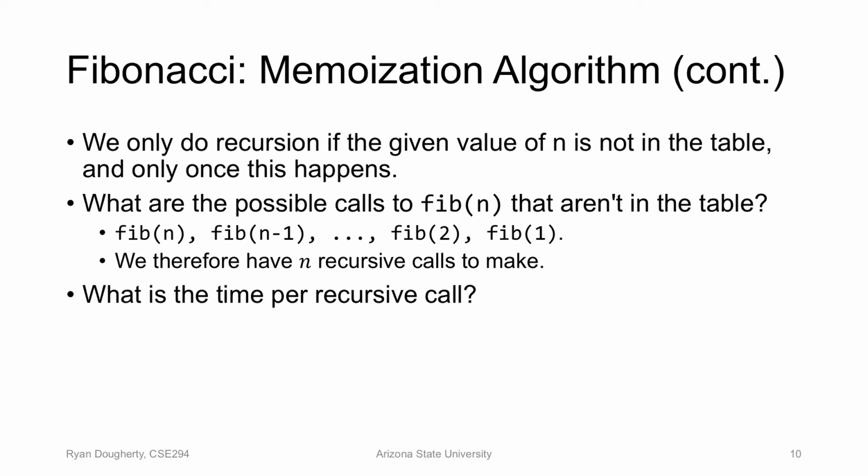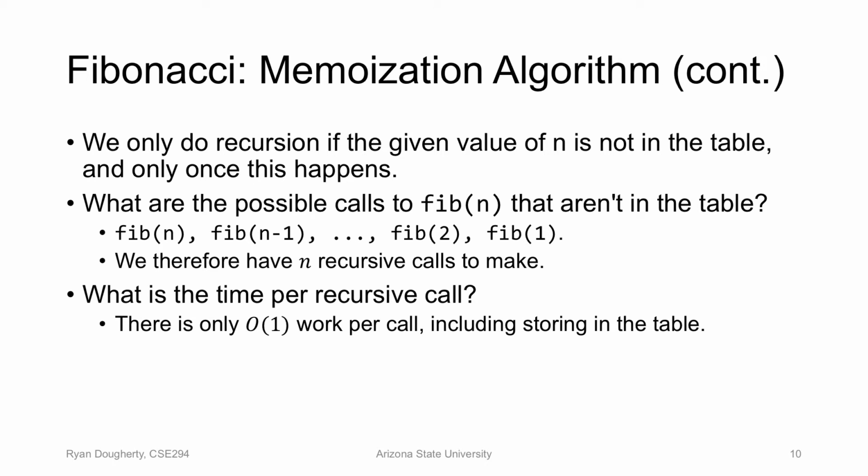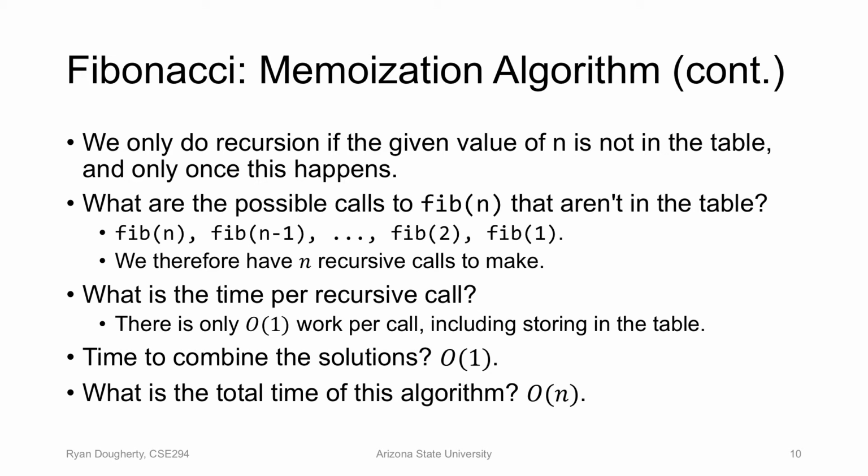So what's the time per recursive call? Well, it's storing in a table, looking up in a table, comparing values. I just say that's constant time, just to keep it easy. So there's only a constant amount of time per recursive call, and we make n recursive calls. The time to combine the solutions, which was that addition, is also constant time. So the algorithm is linear time. We reduced it from exponential time down to linear time just by storing the values.